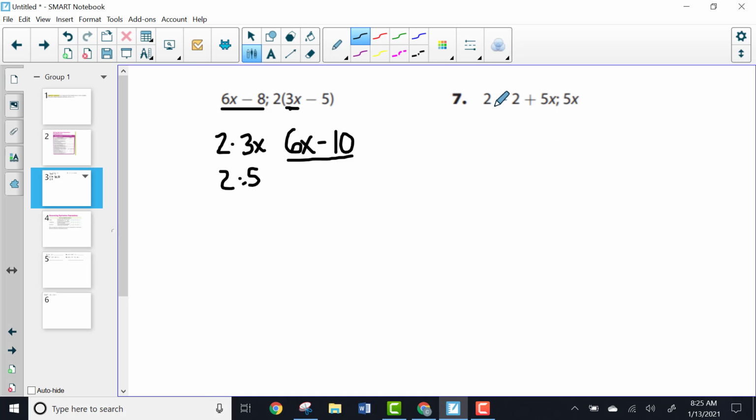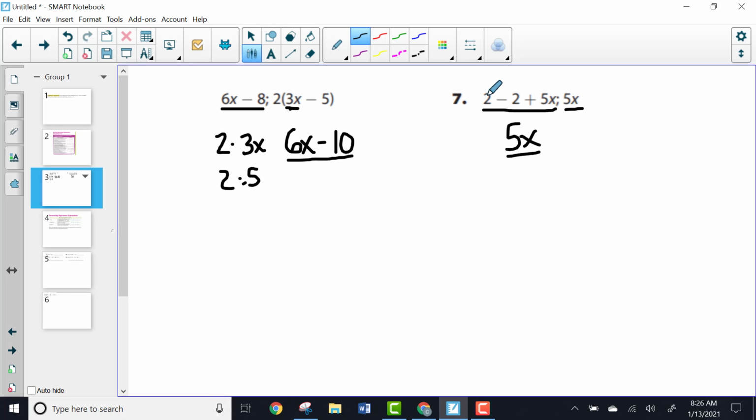Now the next one, let's take a look at number 7 in your Go Math book on page 278. What we have is 2 minus 2 plus 5x, and then we have the algebraic expression of 5x. So are these two equivalent? First of all, 2 minus 2 gives us 0, so we don't need to write 0 at all. And then we just have 5x remaining. There's nothing to combine there. So we have 5x and 5x, so these two expressions are equivalent.